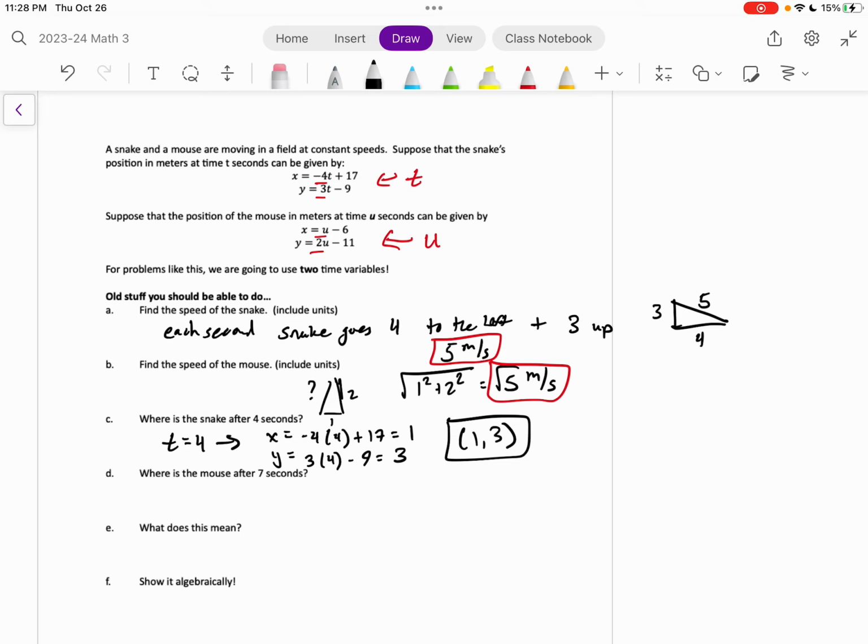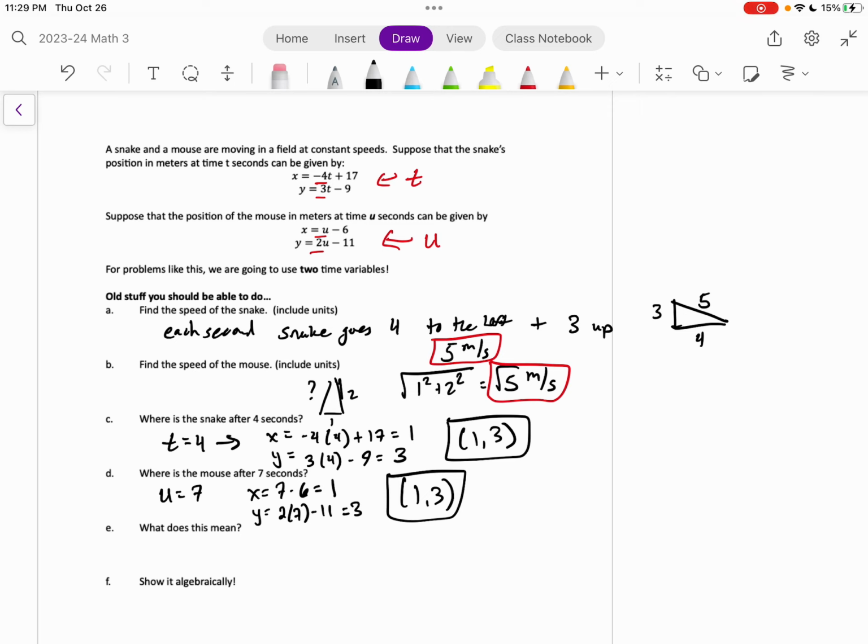And what about where the mouse is after 7 seconds? Here we're going to say u is 7, because remember, the mouse is going to start at a different time. It doesn't necessarily have to start at the same time as the snake. If we plug that in for u, we get x equals 7 minus 6, that's 1, and y equals 2 times 7 minus 11, that's 14 minus 11, that's 3. So the mouse is at position (1, 3). What does it mean that we got the same position for each of them, the mouse after 7 seconds and the snake after 4 seconds?